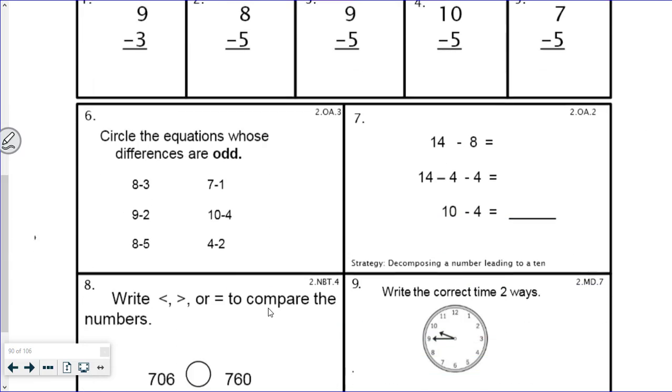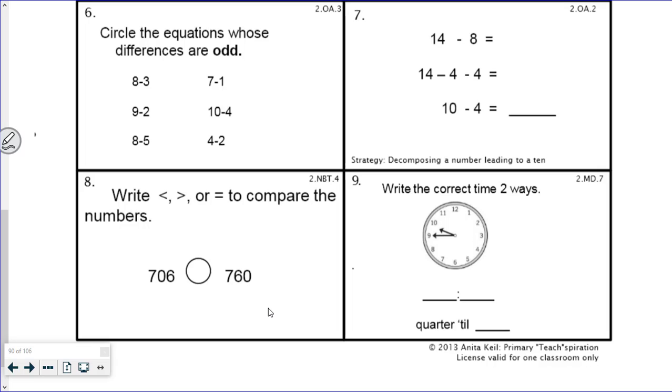Daily math review. Number 6, circle the equations whose differences are odd. So what you're going to want to do on this is solve the equations. Okay? Because if you want to know if their differences are odd, you got to solve them to find the difference for each one. Remember, odd numbers are numbers with 1, 3, 5, 7, or 9 in the ones place. Okay? Pause your video and do number 6.